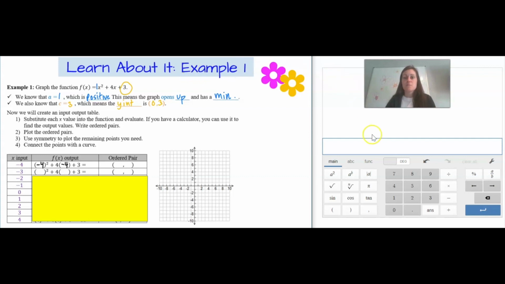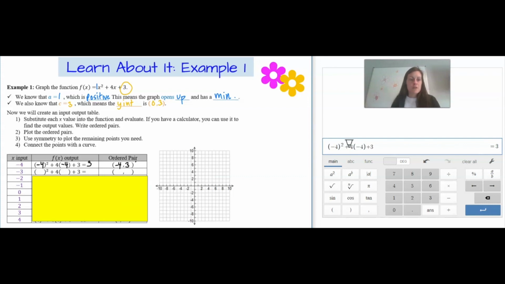I'm going to use a Desmos scientific calculator, which can be found at www.desmos.com. You can also use a laptop or a computer that should have a calculator installed on it, or you can use a cell phone or a smartphone that has a calculator on it. So I'm going to evaluate -4 squared plus 4 times -4 plus 3. And when I do that, I see that my output is 3. So when my input is -4, my output is 3. And that gives me the ordered pair (-4, 3).